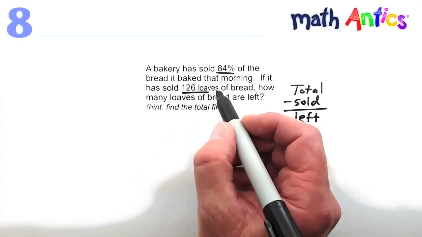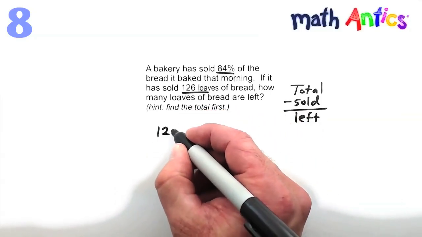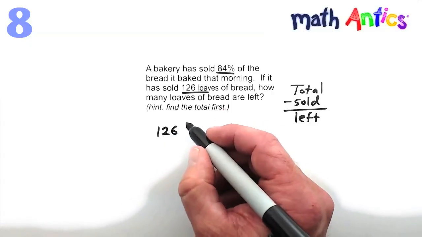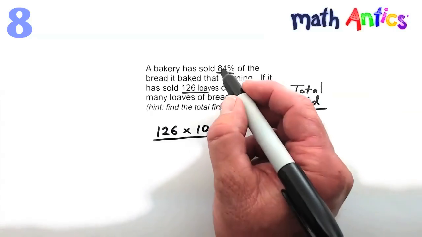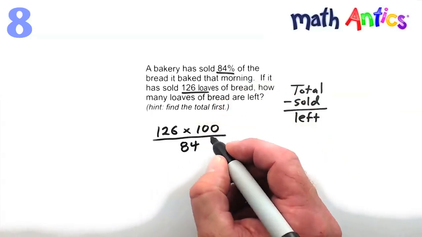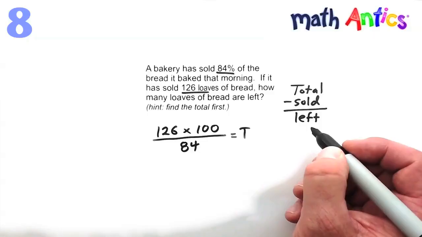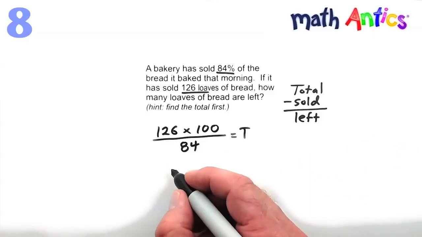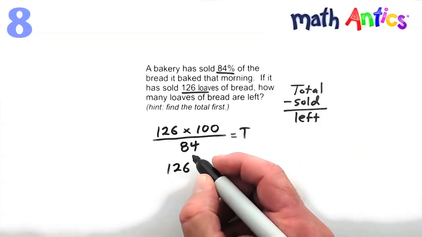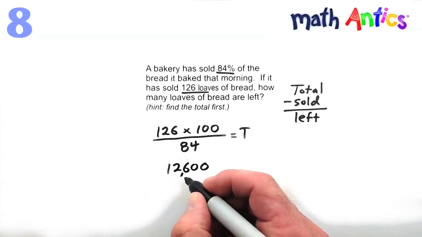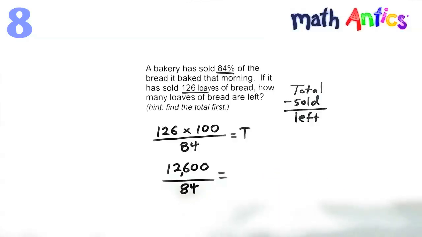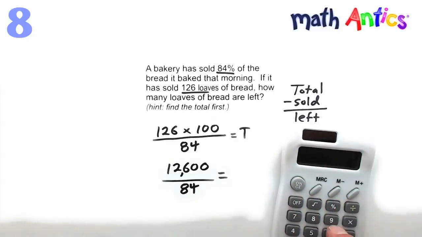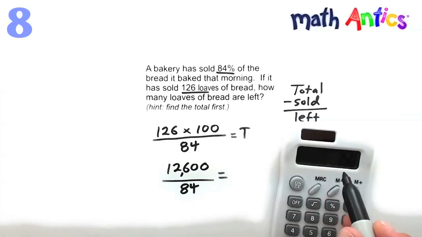We know that the part is 126, so we're going to take the 126 loaves that have been sold so far. We're going to multiply that by 100. That's the part times 100, and then we divide that by the percent, which is 84. Doing that's going to give us the total that we need to figure out how many are left. So let's go ahead and solve. 126 times 100 is going to be 12,600. And then we divide that by 84 to get the total. Let's use our calculator to do that. 12600 divided by 84 equals 150.